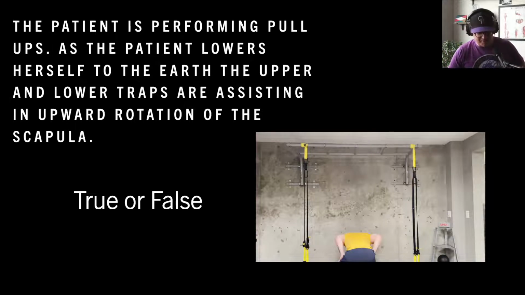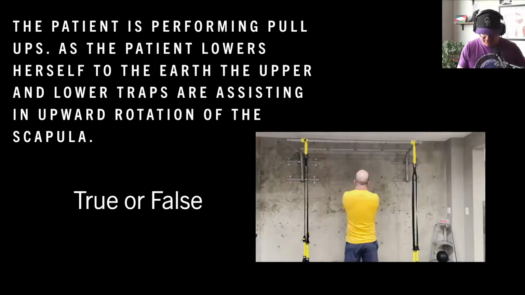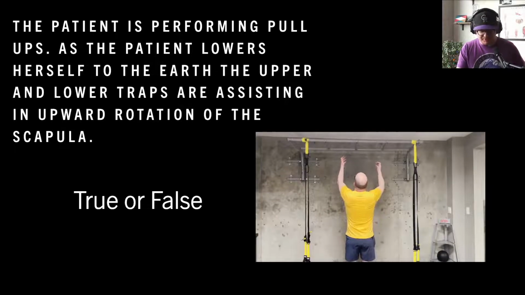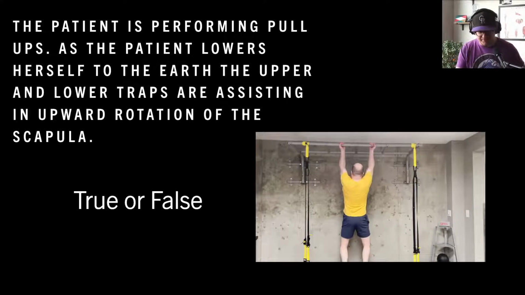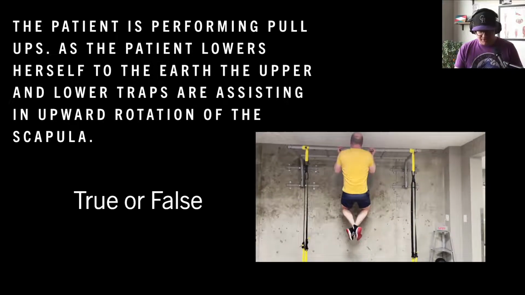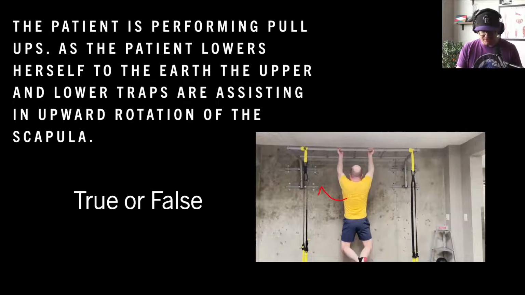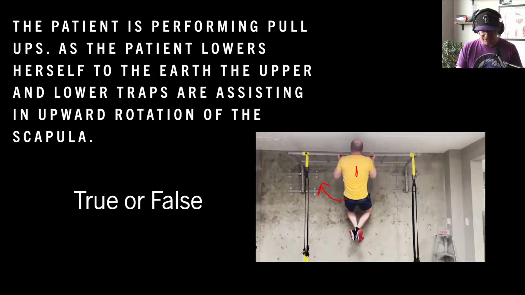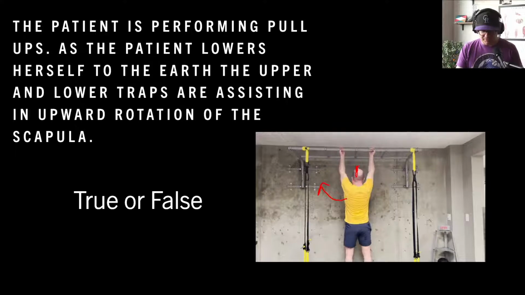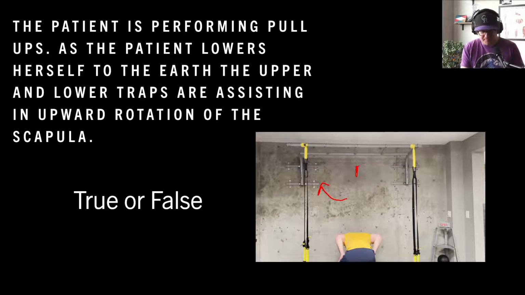All right, the patient is performing pull-ups. As the patient lowers herself to the earth, the upper and lower traps are assisting in upward rotation. So let's see, is the motion correct? As you come down, yes, because the inferior angle of the scapula as I'm coming down is going up and out. I am downwardly rotated here, scapulas are retracted. I am upwardly rotated here, they are protracted. So upward rotation is happening as I lower myself to the earth. So, are the upper and lower traps assisting with rotation of the scapula?